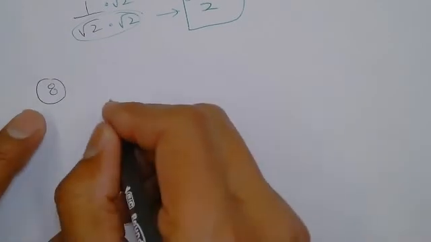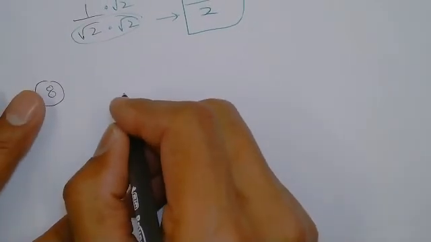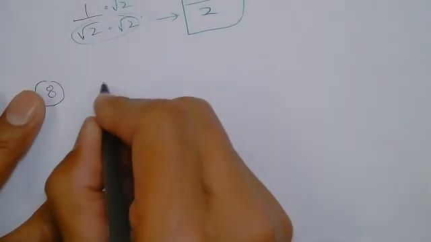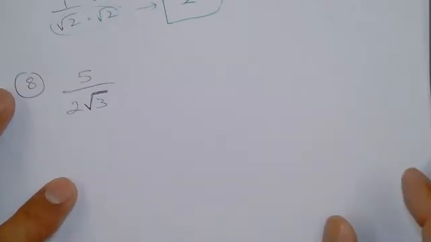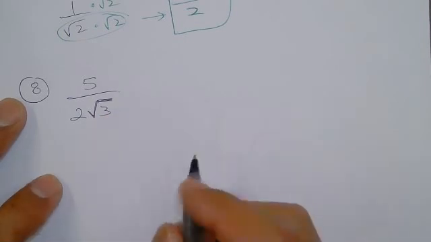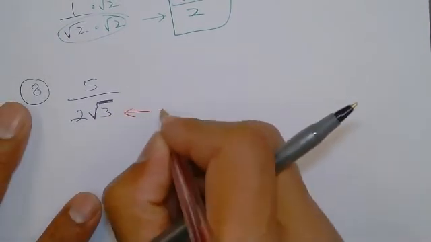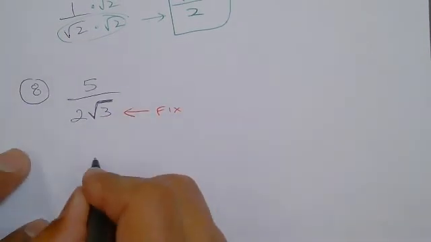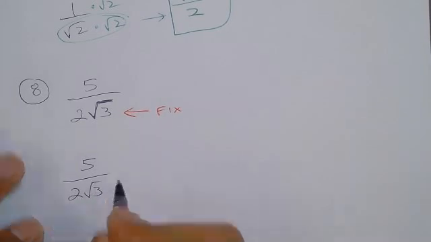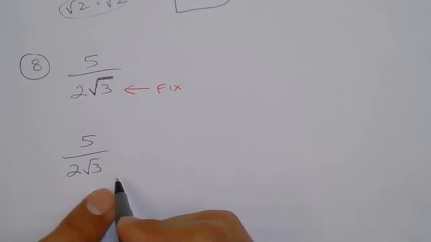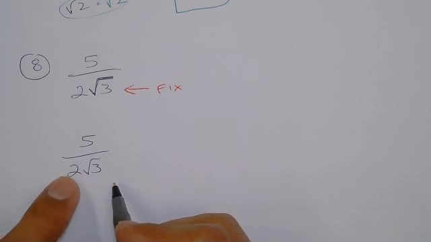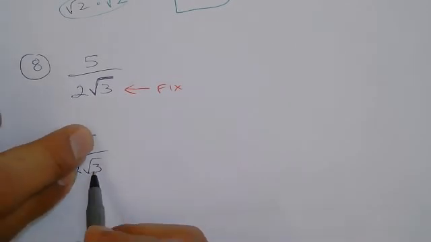All right. This one I think you're going to get wrong. Number 8. I hope not. 5 over 2 root 3. All right. Well, we have a square root in the bottom. We got to fix this. We cannot have any kind of radical in the bottom. Who can tell me what to multiply by? Square root of 3. What about the 2? You don't need it. This is not the issue. Is anybody going to multiply by 2 root 3? No, you don't have to.